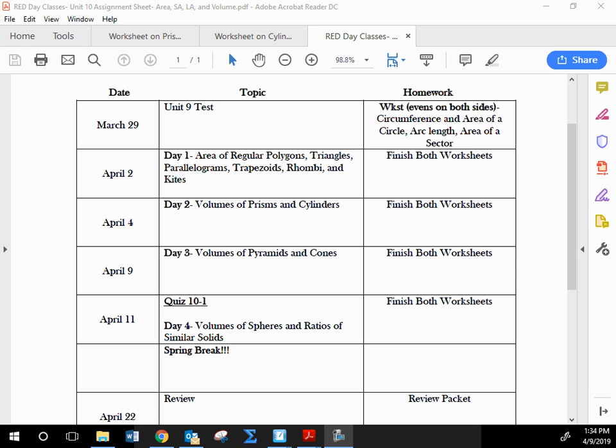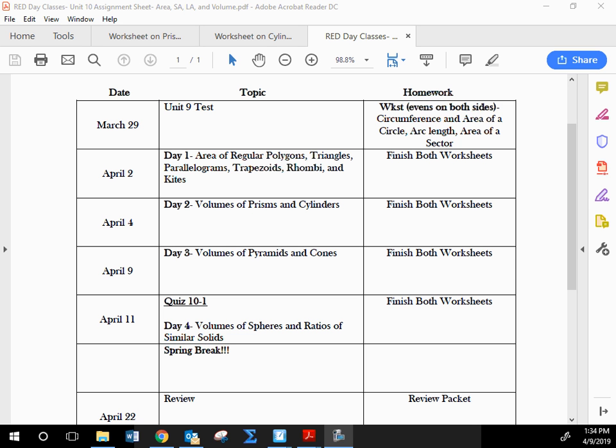Then day two, last class, we did prisms and cylinders. We had volume, lateral area, and surface area. It's the same formula for both prisms and cylinders. Our volume is area of our base times our height. For prisms, we can have different shapes for our bases. So depending on what your shape is, that will change your area here.